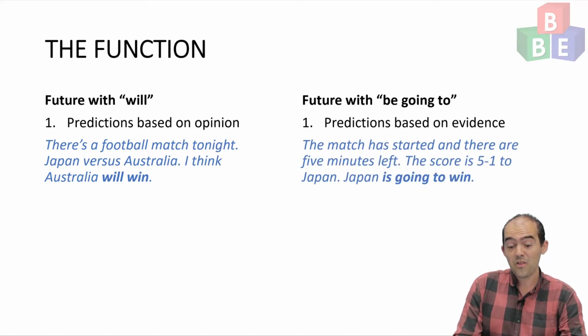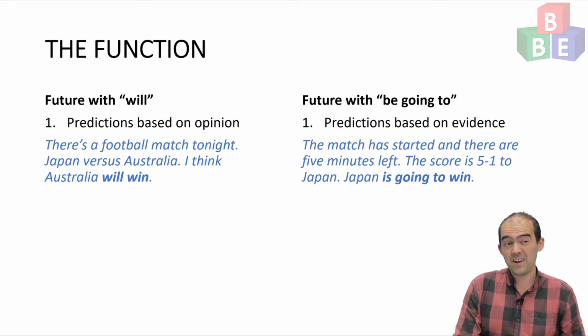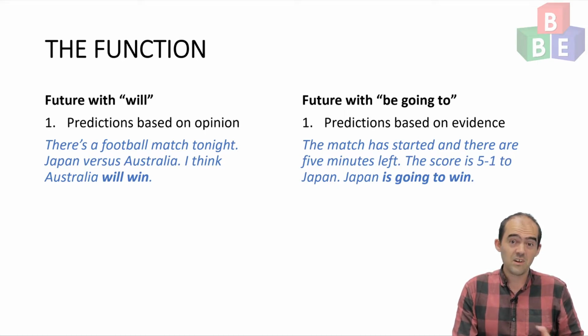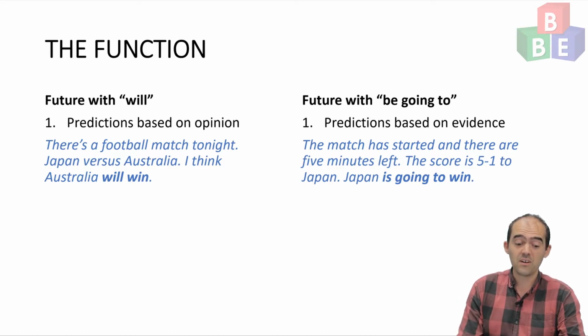So, now the match has started and there are 5 minutes left. The score is 5-1 to Japan. Japan is going to win. There are only 5 minutes left. Japan is already winning. Probably, based on this evidence, Japan is going to win. So, we can see that they are both predictions, but will is about my personal belief or opinion, and be going to is based on external evidence.